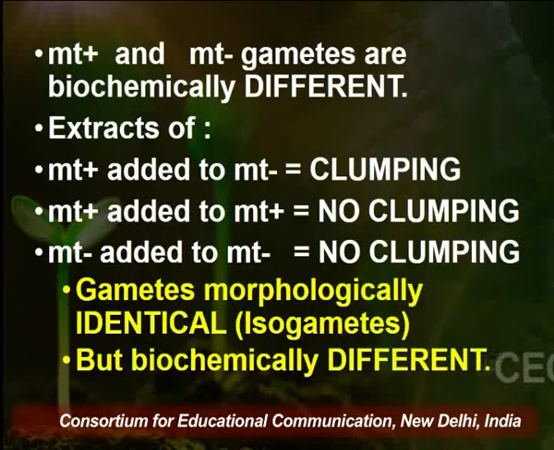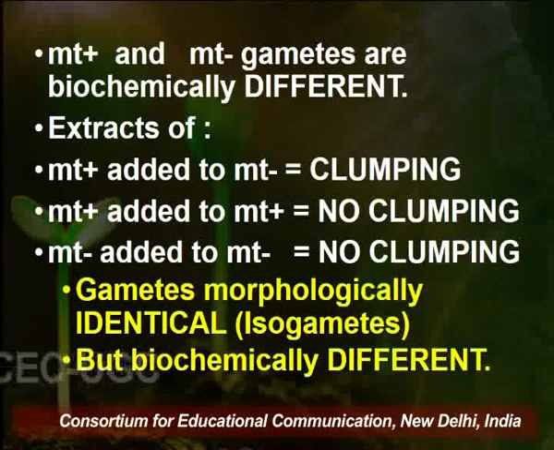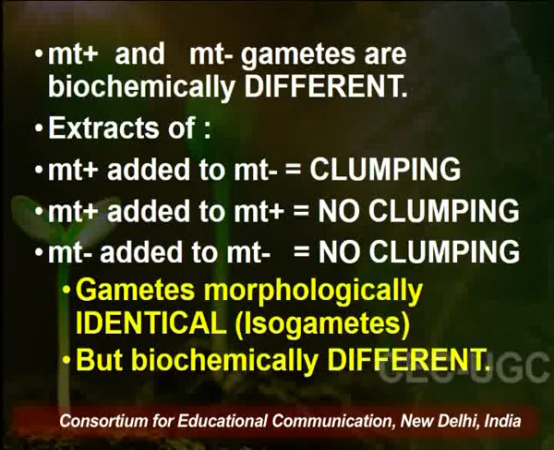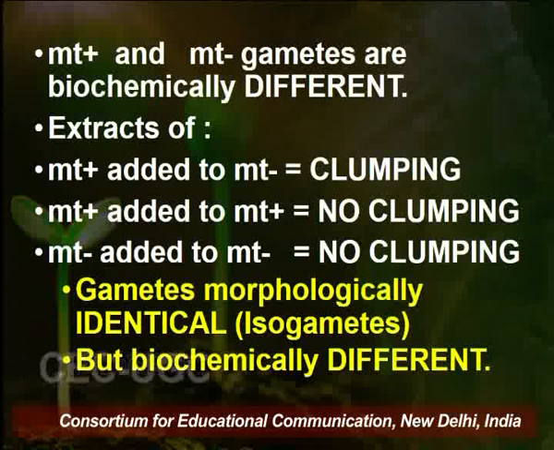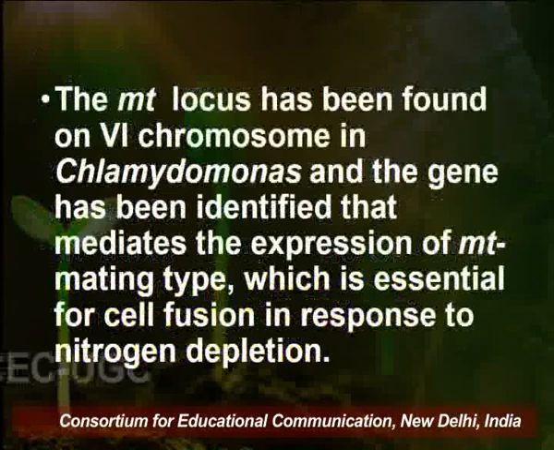The idea was that the mt plus or the mt minus gametes, howsoever identical they may appear morphologically, are biochemically very different, because they would show clumping. Mt plus would show clumping with mt minus, but mt plus and mt plus would never mate, and therefore would not show clumping. The same was true with mt minus and mt minus coming together, showing no clumping, thereby proving that even though they were morphologically identical, biochemically they were different.